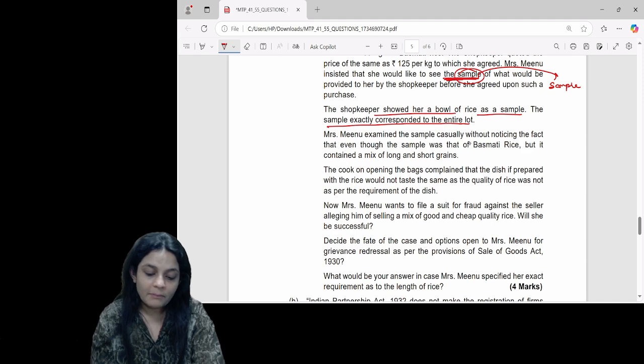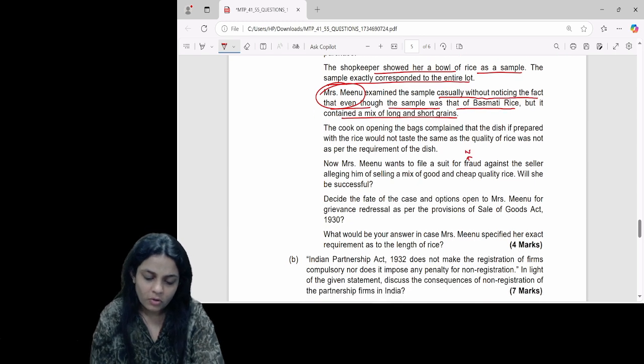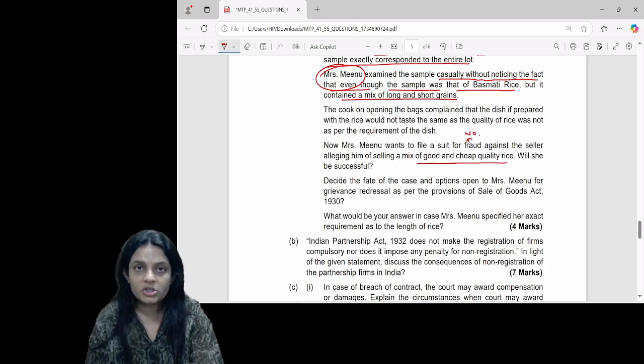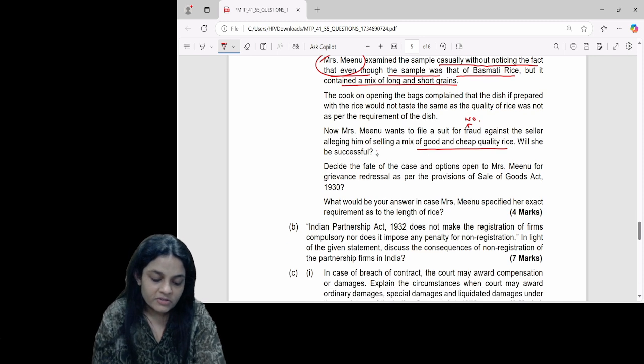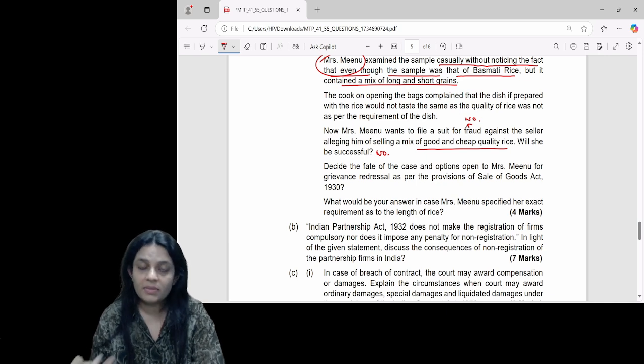Mrs. Meenu examined the sample casually without noticing the fact that even though the sample was of basmati rice, it contained a mix. Whose fault is it? Mrs. Meenu's fault. The cook, on opening the bags, complained that the dish, if prepared with the rice, would not taste the same, as the quality of rice was not as per the requirement of the dish. Now, Mrs. Meenu wants to file a suit for fraud against the seller. Can she file? No, there is no fraud. Alleging him of selling a mix of good and cheap quality. That was what she saw. The sample was there. Will she be successful? No, because the bulk corresponds to the sample and she had examined the sample.